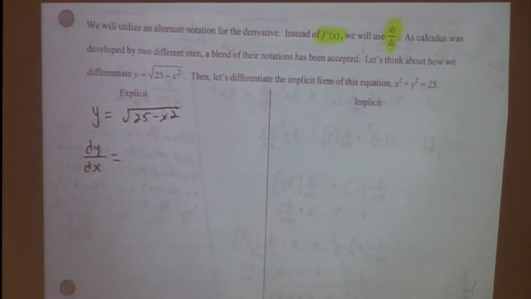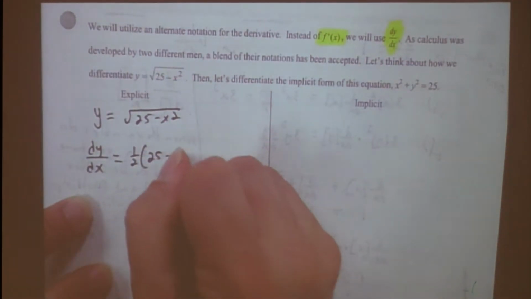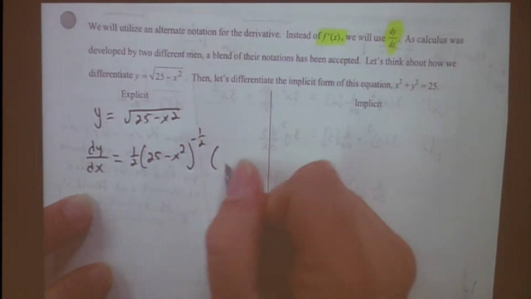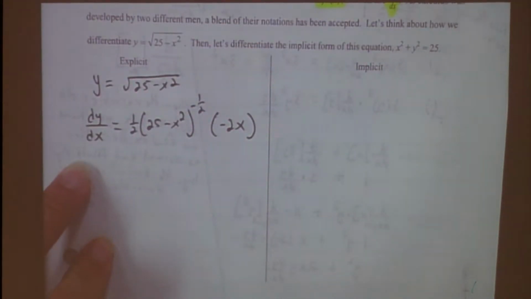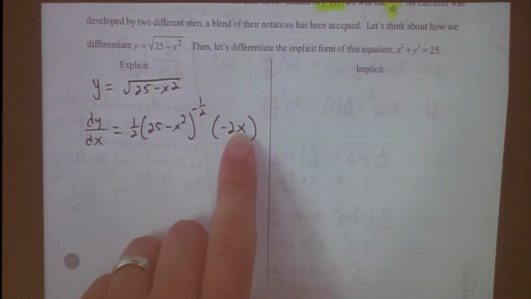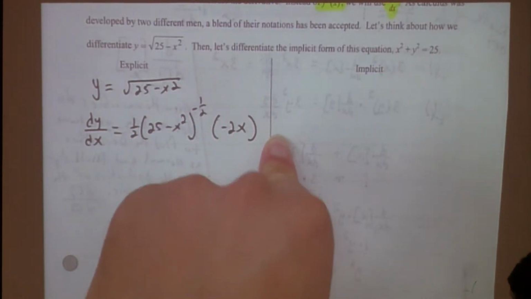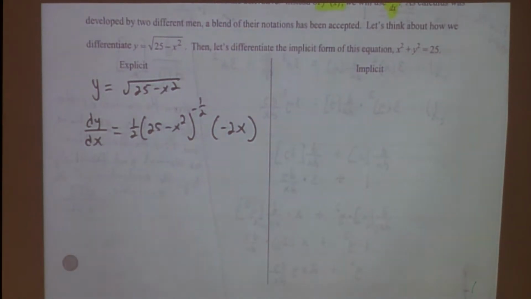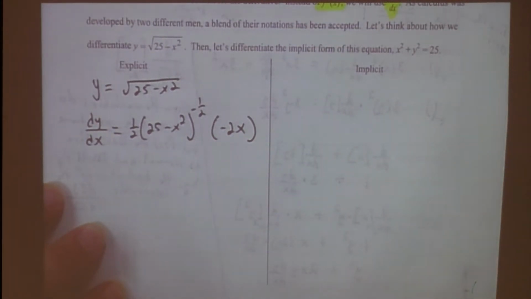Equals, what's the derivative of this side now? 1 half, parentheses 25 minus x squared, to the negative 1 half power, and then it's negative 2x. Beautiful, chain rule. No trouble there? Then technically after this, it would be times dx dx, which would give me 1. That's why we would never put it. You understand? You want me to put it or no? No. Okay.